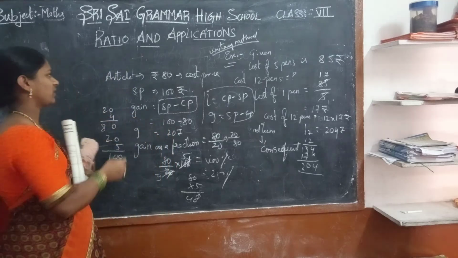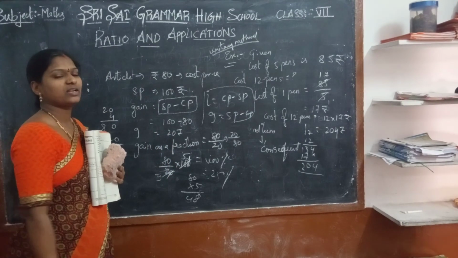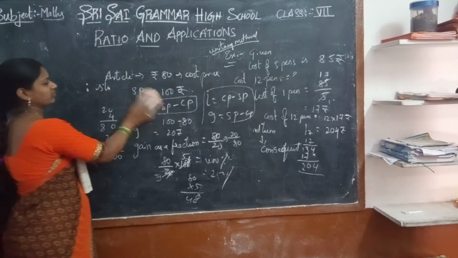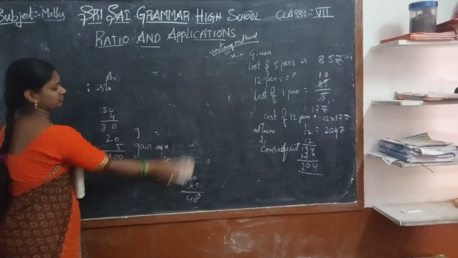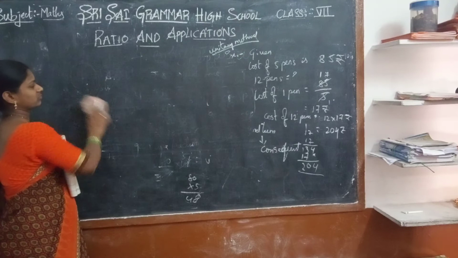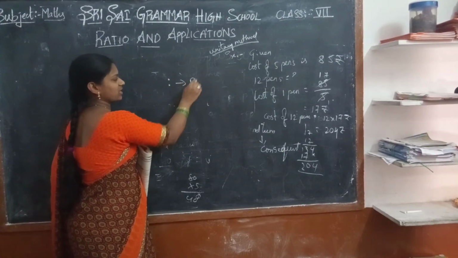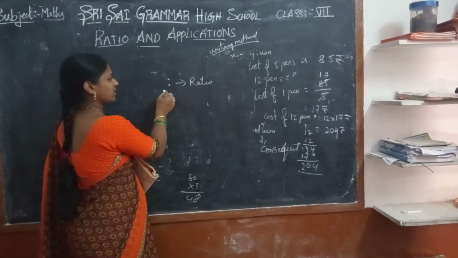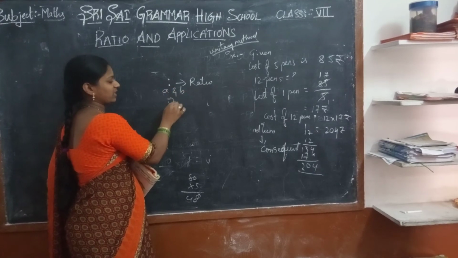What is the symbol for ratio? "Is to." What is the symbol called? This is the base symbol. And here two quantities are required to apply the ratio.